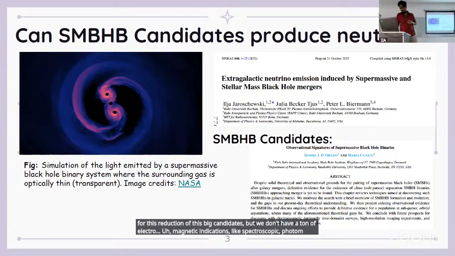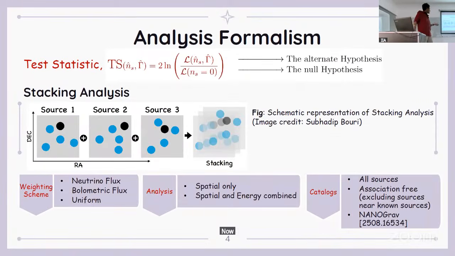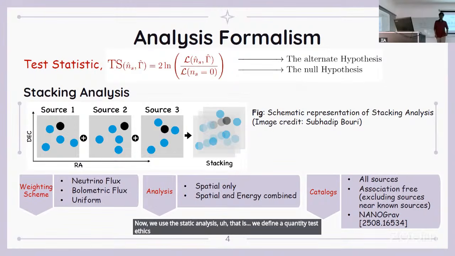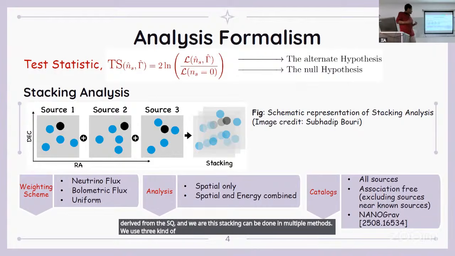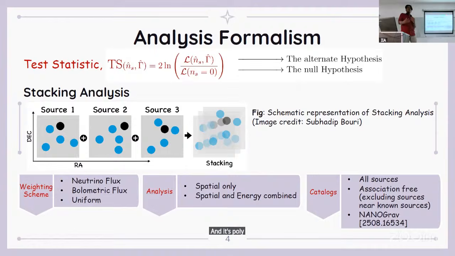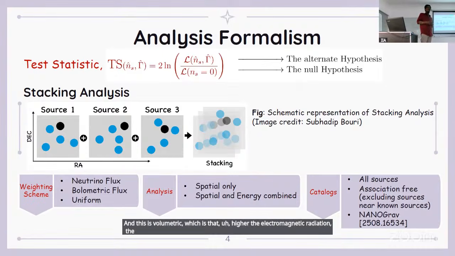and other areas. Now we use a stacking analysis, that is, we define a quantity, the test statistic, which is nothing but twice the log likelihood, and we try to stack multiple sources together and see the total diffuse neutrino flux that we detect from IceCube. And this stacking can be done in multiple methods. We use 3 kinds of analysis. One is neutrino flux, that is from the model dependent approach, and next is volumetric, which is that the higher the electromagnetic radiation, the more neutrinos are coming from the sources. And finally, uniform, that is all sources contribute equally towards these neutrinos.